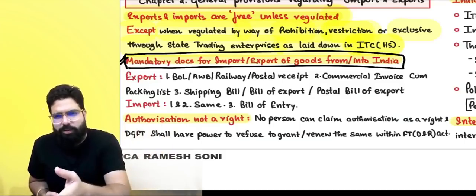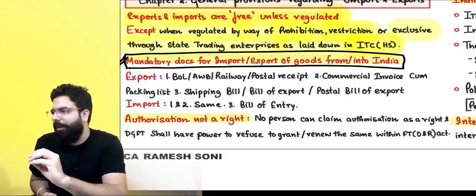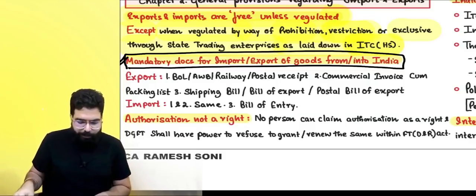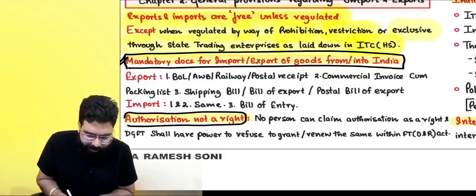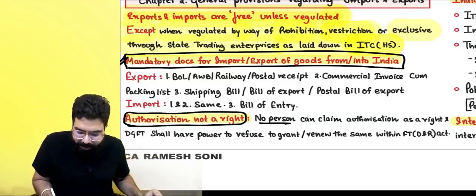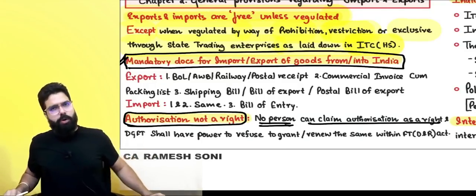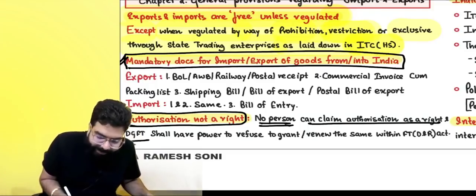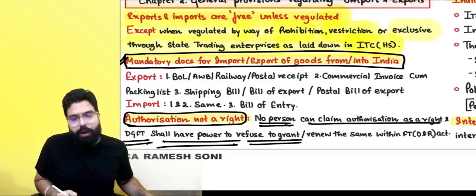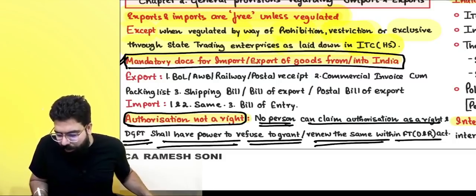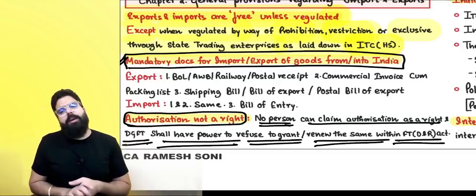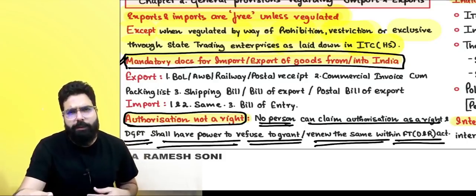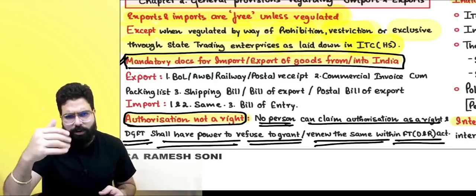If the DGFT feels you are just doing time pass, meaning just like that, then he will tell you, hey, get lost, run away from here. Authorization, always remember, is not your right. No person can claim authorization as a right. Sir, you have to give me? No, it is up to the DGFT. His feelings matter. The DGFT shall have power to refuse to grant or renew the same within the Foreign Trade Development and Regulation Act. It is the DGFT who has the power. If you apply, he can give you the authorization or he can reject it also.